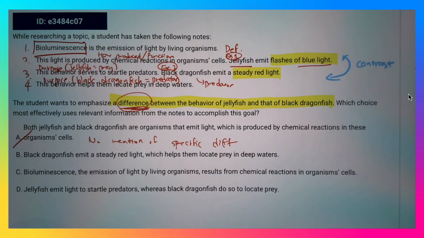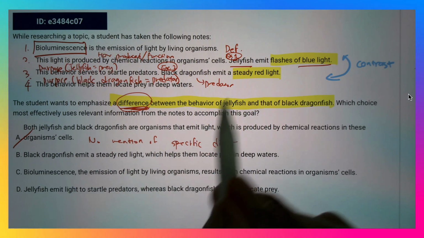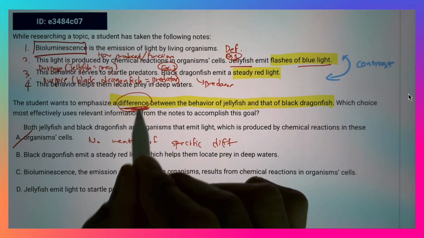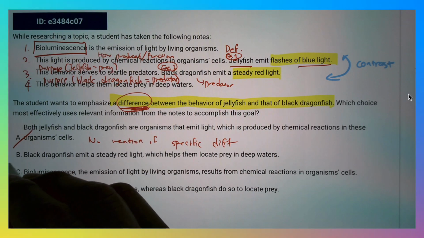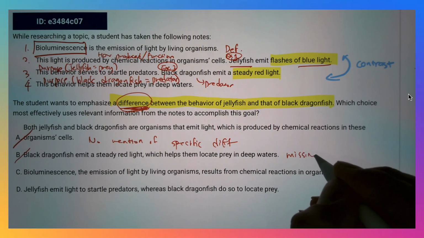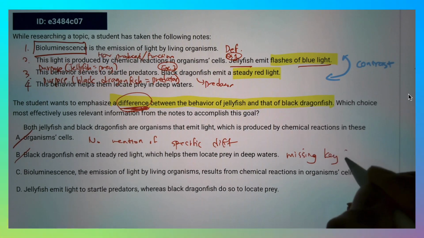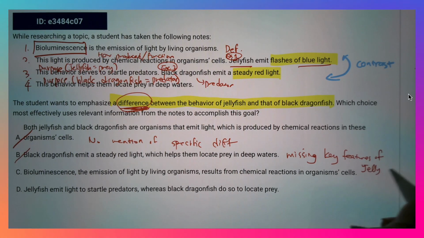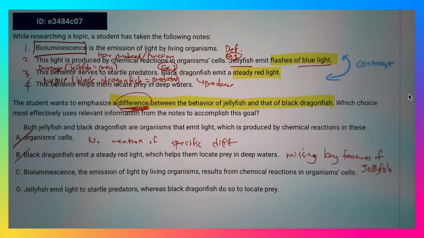And choice B, black dragonfish emit a steady red light. That's true, which helps them locate prey in deep water. It was going in a good direction, but hey, what about jellyfish? Okay, we need to find a difference, not just mention the black dragonfish. So it's missing the key features of jellyfish, how it emits the bioluminescence.